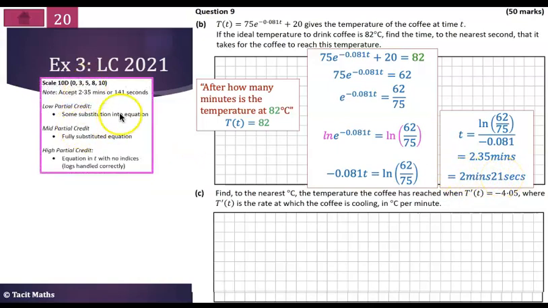Okay, and again, look at your marking scheme here. Interestingly, they actually accepted 2.35 minutes here, which is a bit of a cop out, but look, you got your full marks if you got that far. Now, if you got this far, equation in t with no indices or logs handled, so to get high partial credit here, you had to be able to deal with your logs, right? So if you only got this far, you're only getting your mid partial credit. You had to be able to deal with logs to get even high partial credit here.